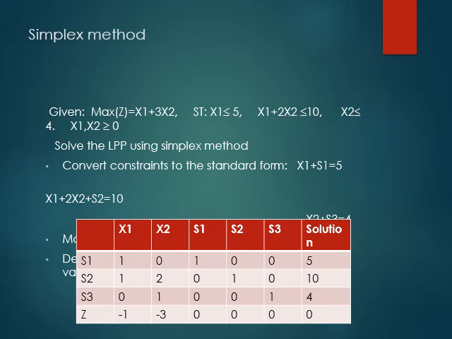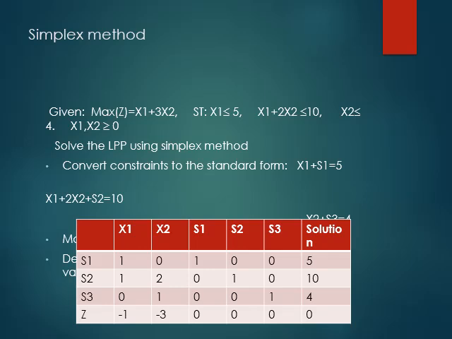The row number 1, or the row of S1, consists of the coefficients of x1, x2, s1, s2, s3 and solution in the first constraint. Return back to the first constraint, where the coefficient of x1 is 1, there is no x2, then the coefficient equals 0. There is s1, the coefficient is 1, there is no s2, s3, respectively equals 0, 0. The solution is 5.